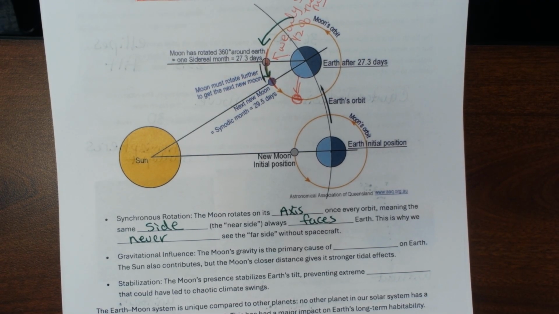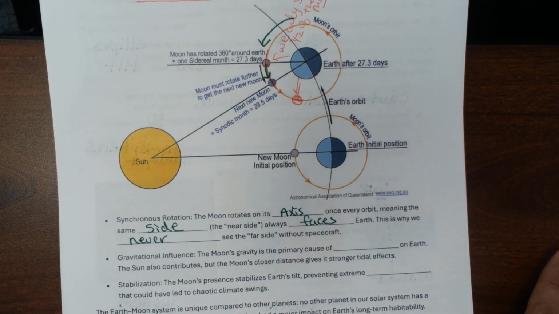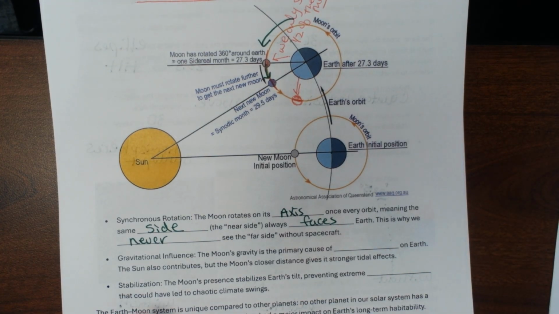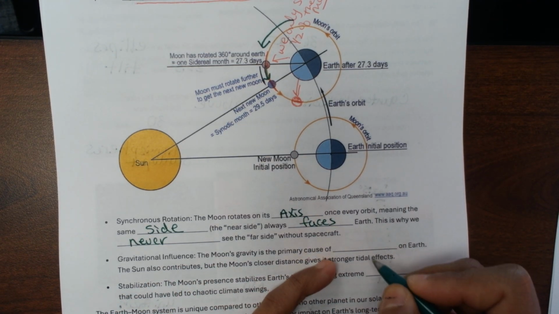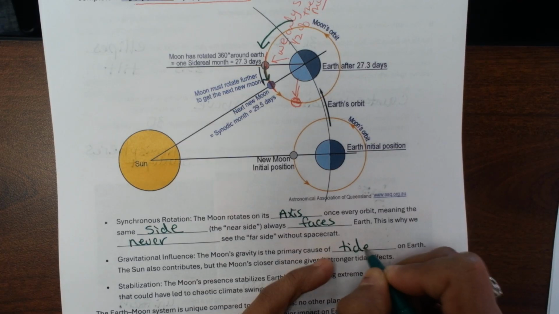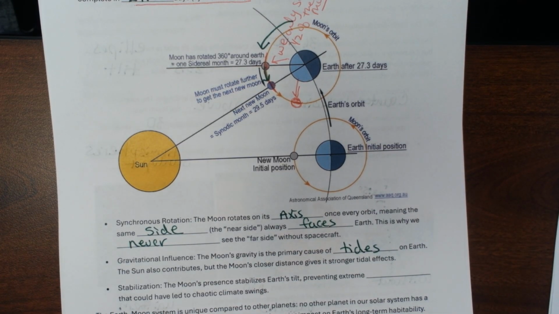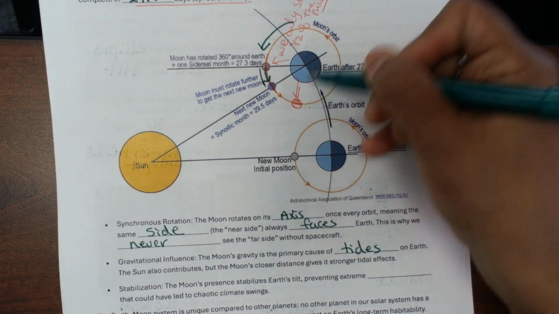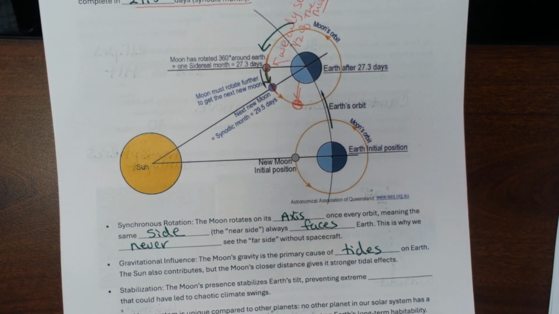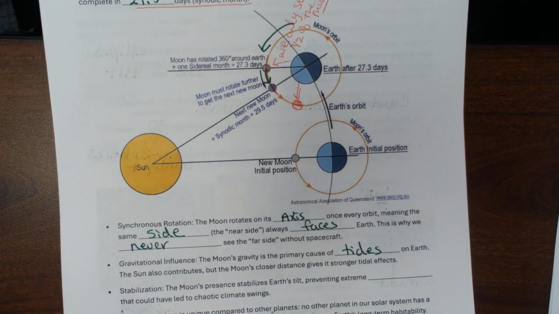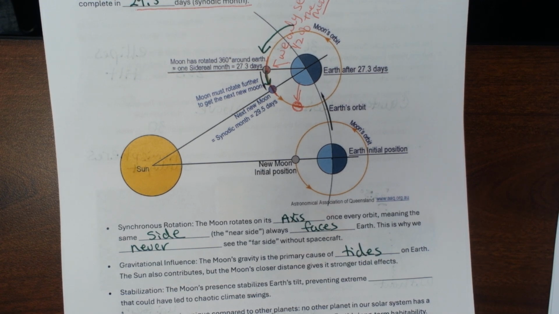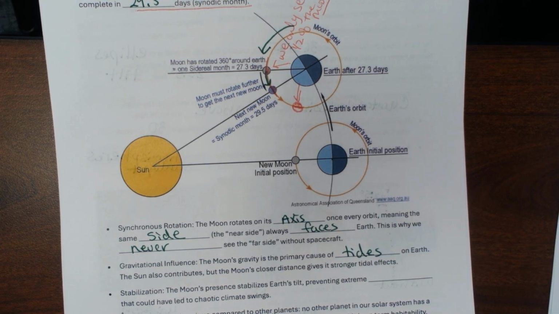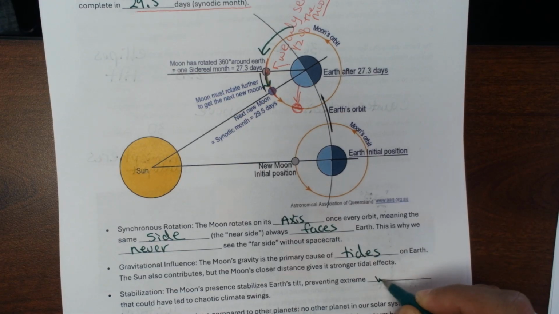Now, we do have a gravitational influence, and I know they probably talk about this in middle school or in younger grades, but the moon's gravity is primarily the cause, it says here, of our tides here on Earth, right? High tide and low tide, depending on where it's at when it comes around. Stabilization: the moon's presence stabilizes the Earth's tilt itself, preventing, it says here, extreme wobbling.